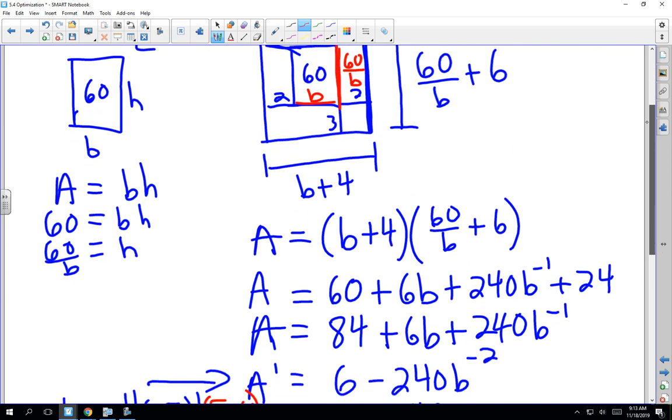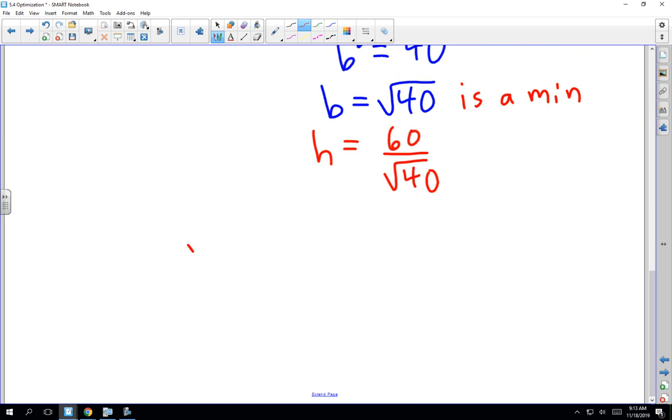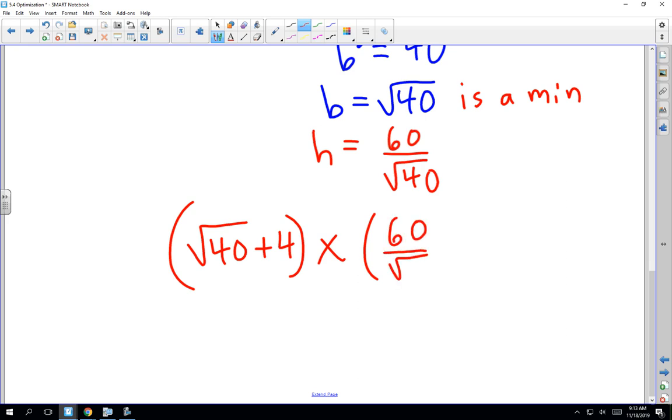So we've got the b plus 4 and the 60 over b plus 6. So the dimensions would be square root of 40 plus 4 by just 60 over b plus 6, right? So 60 over square root of 40 plus 6. And I would literally leave it in that form. Unless you're really going to have to go out and make this poster, then you have to get a decimal approximation. So that's it.